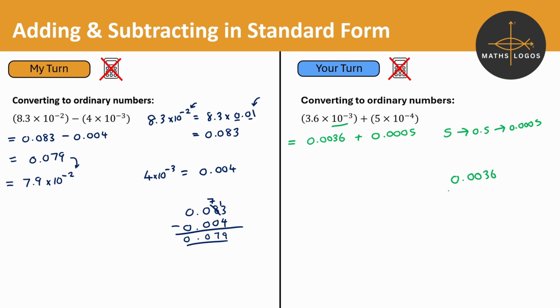0.0036. And then we're adding on 0.0005. 6 and 5 is 11, take that 1 over, 1 and 3 is 4, and everything else is going to be 0. So your answer should have been 0.0041. In standard form, that's 4.1 multiplied by 10 to the negative 3.